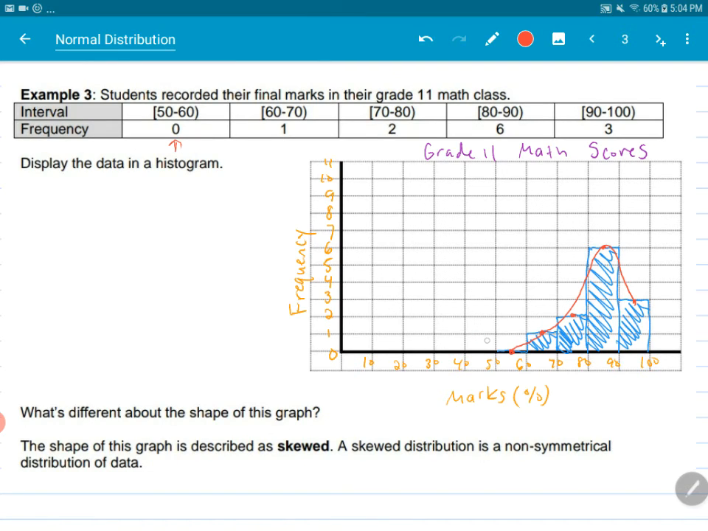There are cases where it might look more like this. So most of the data falls to the right, or in this case, most of the data falls to the left of the mean. We call this skewed. A skewed distribution is a not symmetrical distribution of data. So there you go. You have 3 new types of distributions that you should be able to identify.